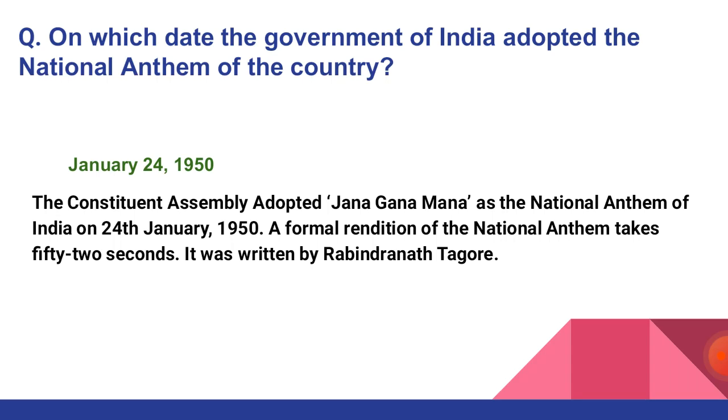Next question. On which date did the government of India adopt the national anthem of the country? Here the correct answer is January 24, 1950. The Constituent Assembly adopted Jana Gana Mana as the national anthem of India on 24 January 1950. A formal rendition of the national anthem takes 52 seconds. It was written by Rabindranath Tagore.